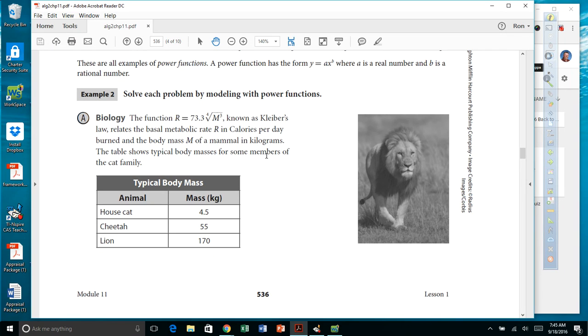These are all examples of power functions. A power function has the form y equals a x to the b power, where a is a real number and b is a rational number.